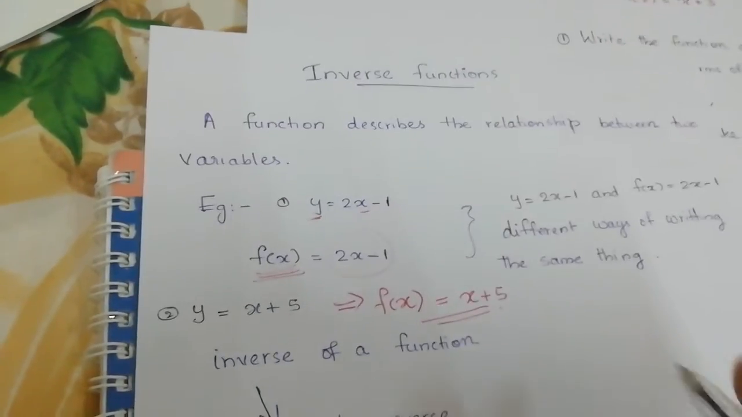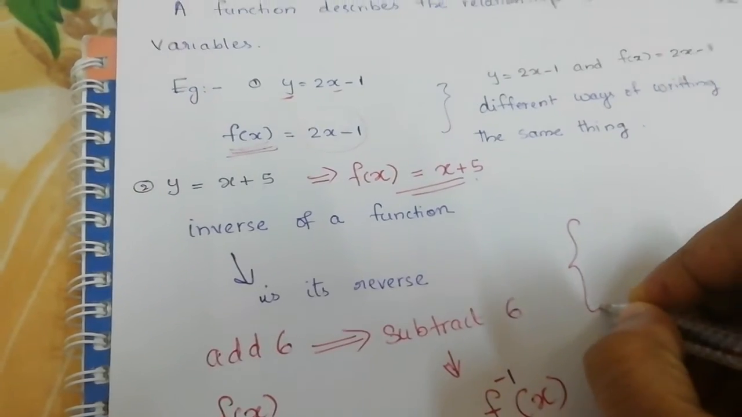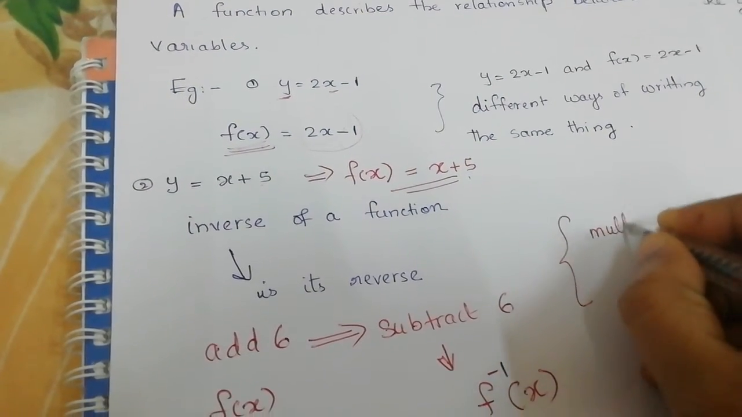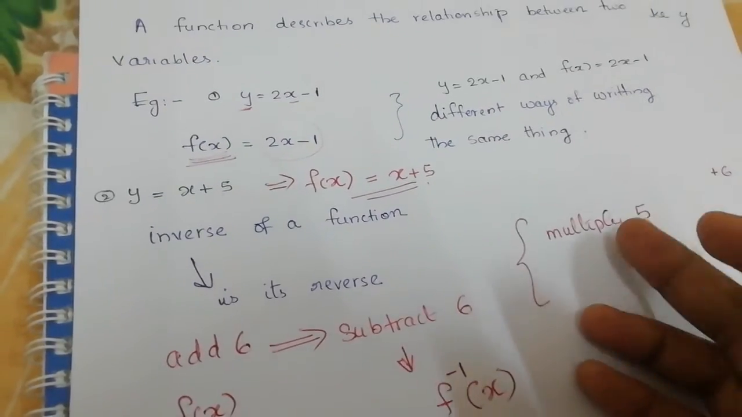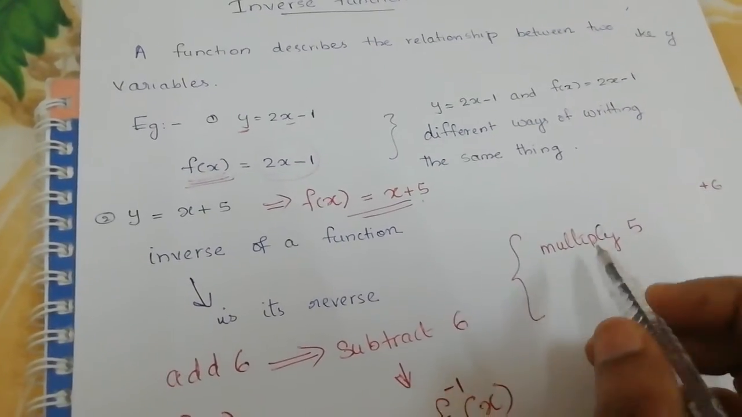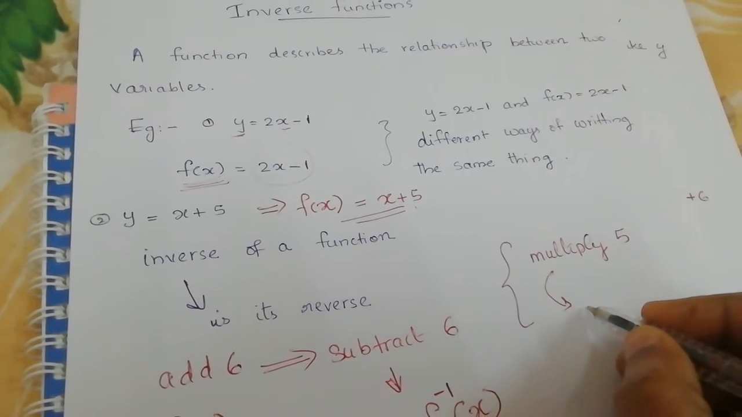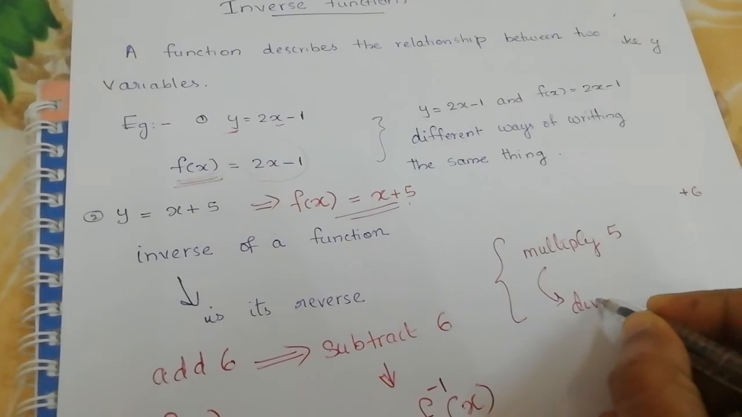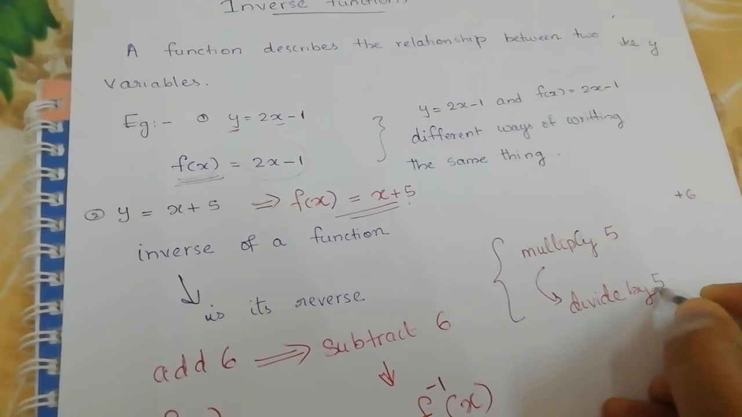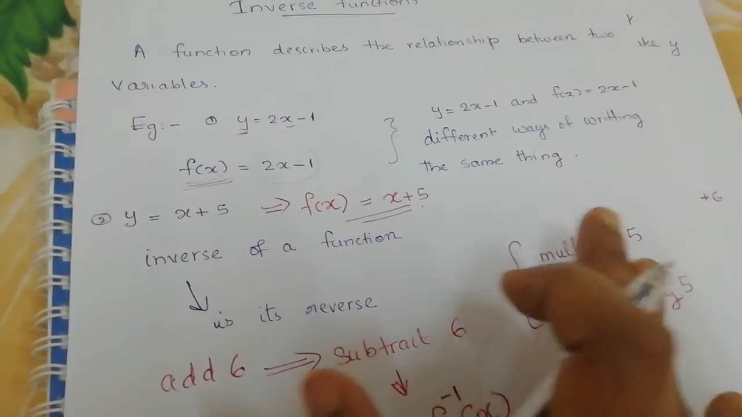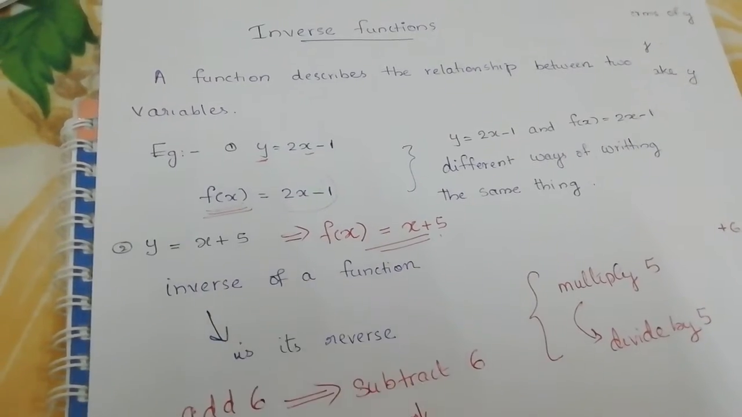Let's consider another example. Like I have a function which is multiply by 5. So what will be the inverse of this function? Just the reverse or the opposite. What is the opposite of multiplication? It becomes divide. Yes, so division. So divide by 5 will be the inverse of this function. So this is what we call inverse, just taking the reverse of the given function.